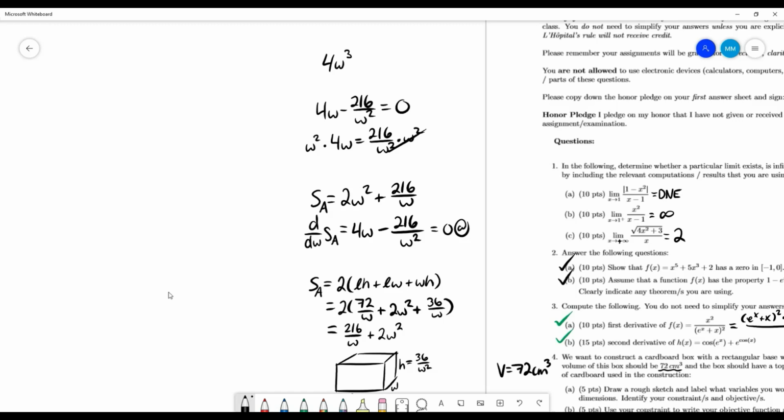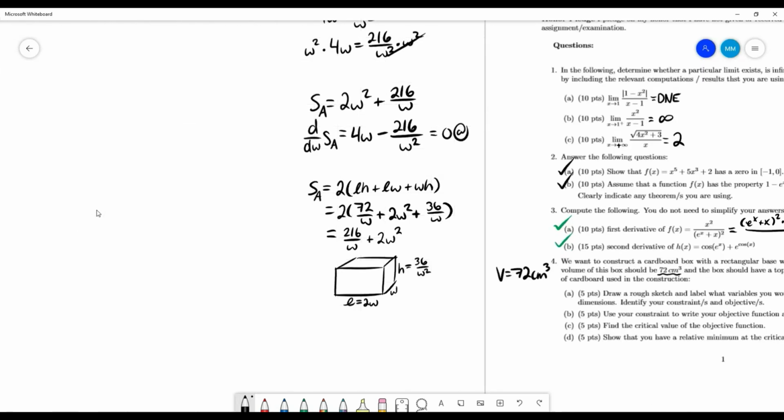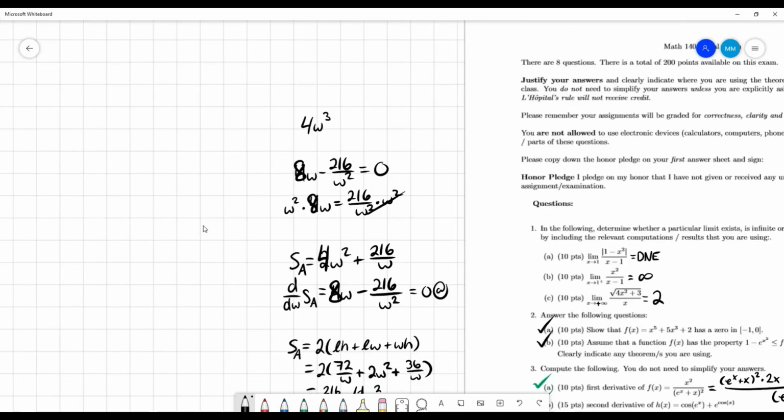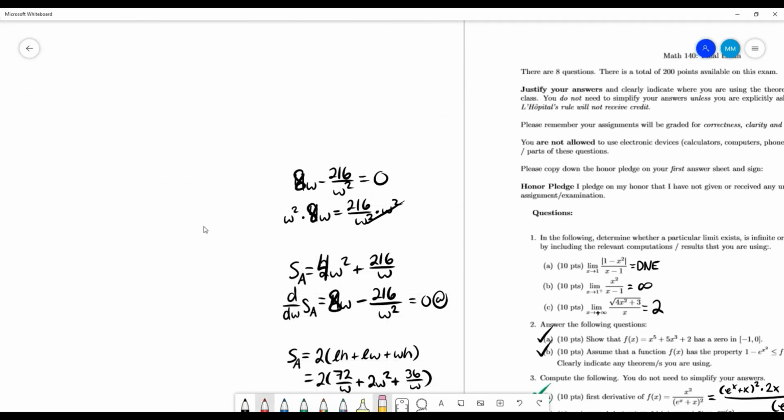So it's going to be 4w cubed. Oh, I made a mistake. Backing up. This should not be 2w squared. It's 2w squared times 2. That should be a 4, which means this should be 8. Sorry. Okay, so it's 8w cubed equals 216. If I divide this by 8, that's going to be 27. And I know the cube root of 27 is 3. So w equals 3.